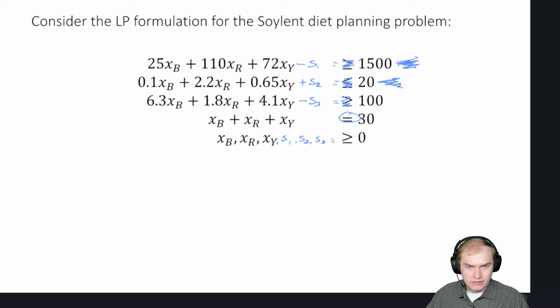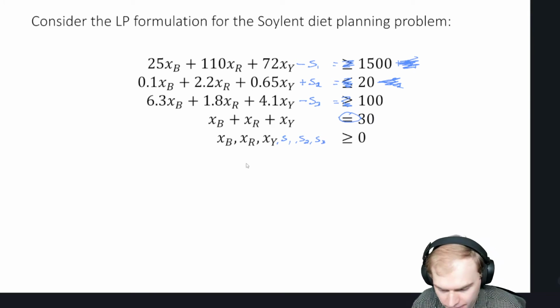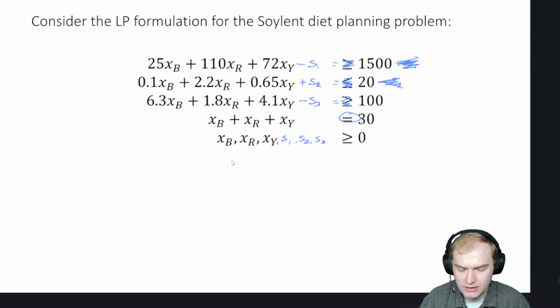And that's the basics. That's the fundamentals of standard equality form. That's the biggest thing you need to know to put an LP in standard equality form. Add a slack to the left-hand side for less than or equal to, subtract a slack for greater than or equal to, and then make everything an equation.